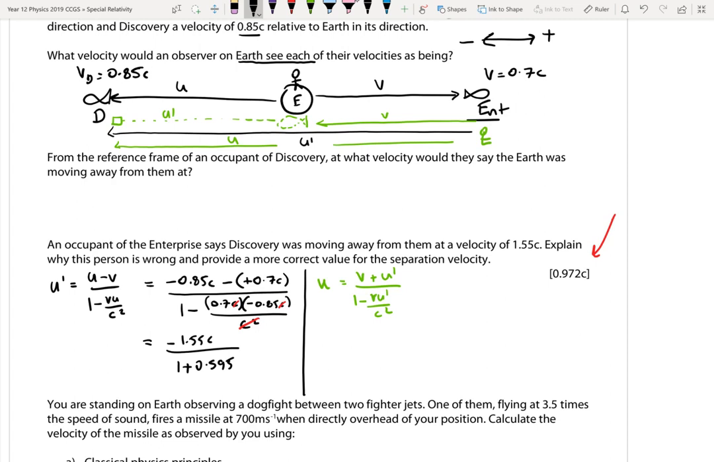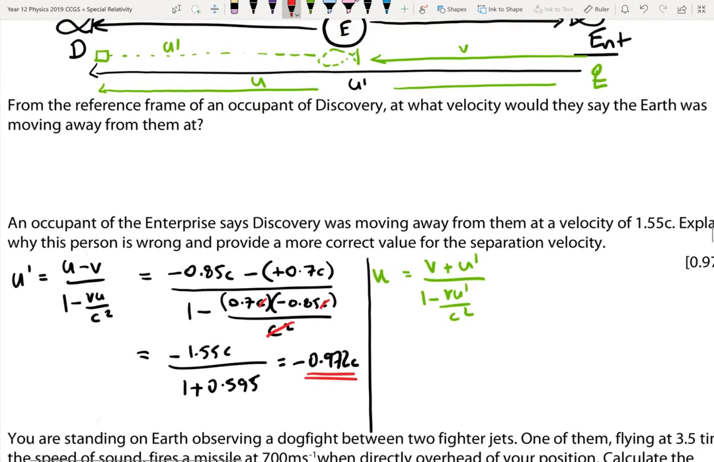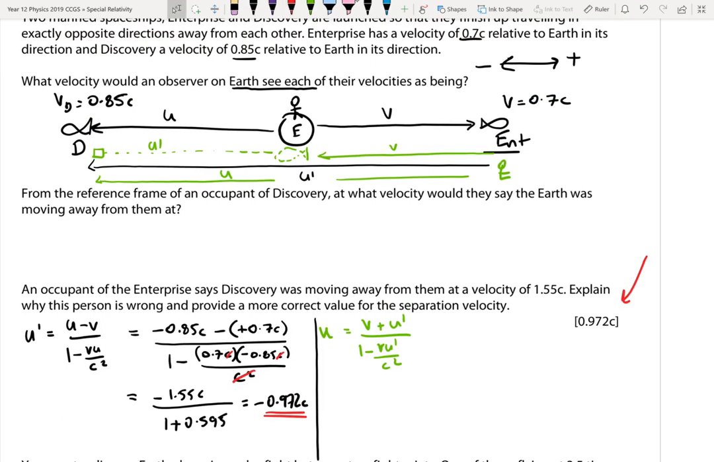And look at that. Hopefully, if you're up to that stage, the denominator is now bigger than the classical addition. It's bigger than 1.55, and that's going to drag our number down to negative 0.972c. Again, negative because I assigned left as negative. So the people on the Enterprise view the ship travelling left at 97.2% the speed of light.